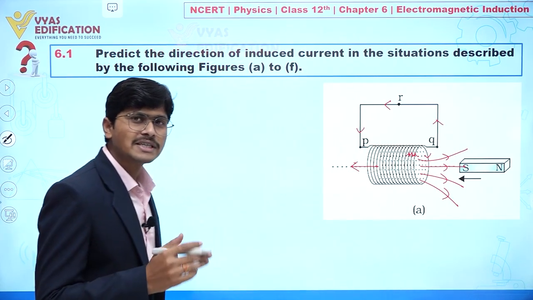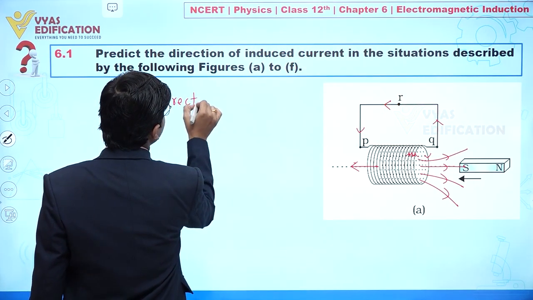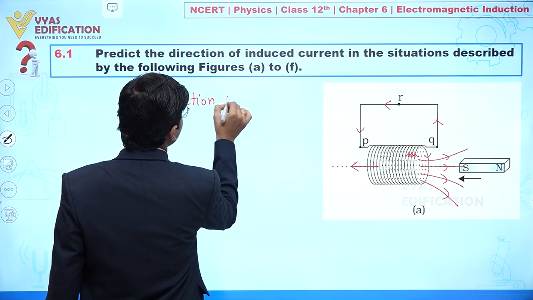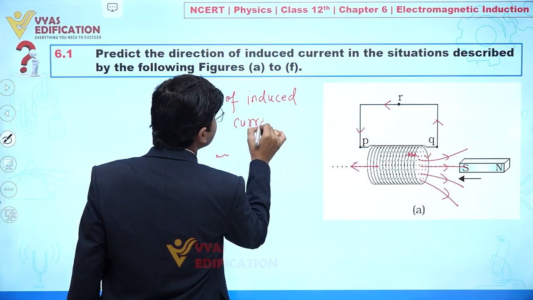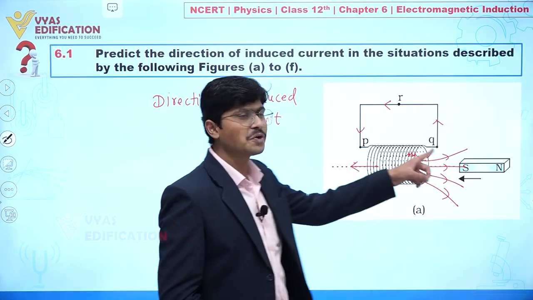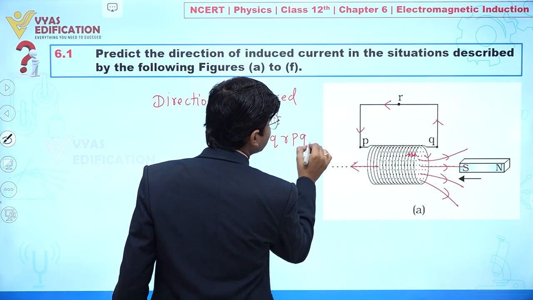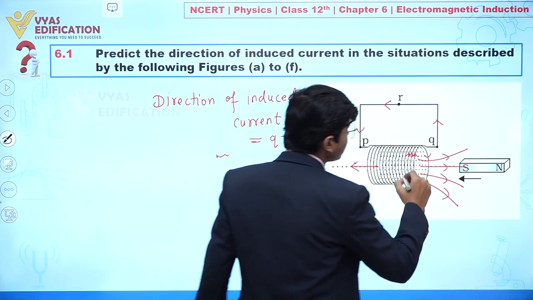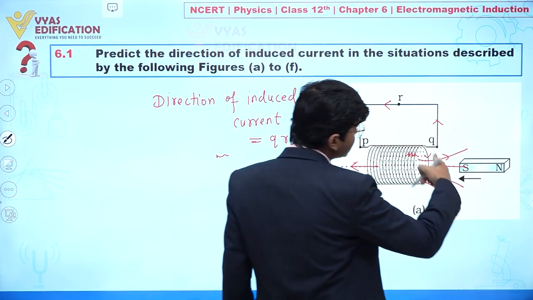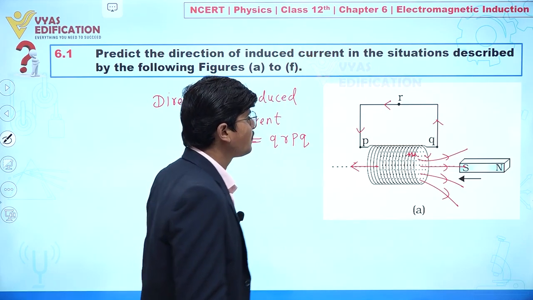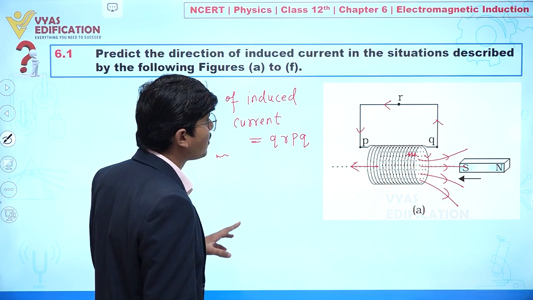So what is the direction of induced current? The direction of induced current is given by Q, R and P, so we have Q, R, P and again Q. Current is flowing in this direction. If you are looking from the magnet side, you can see the direction of this current is clockwise. So Q, R, P, Q is the direction of induced current. This is all about part A.